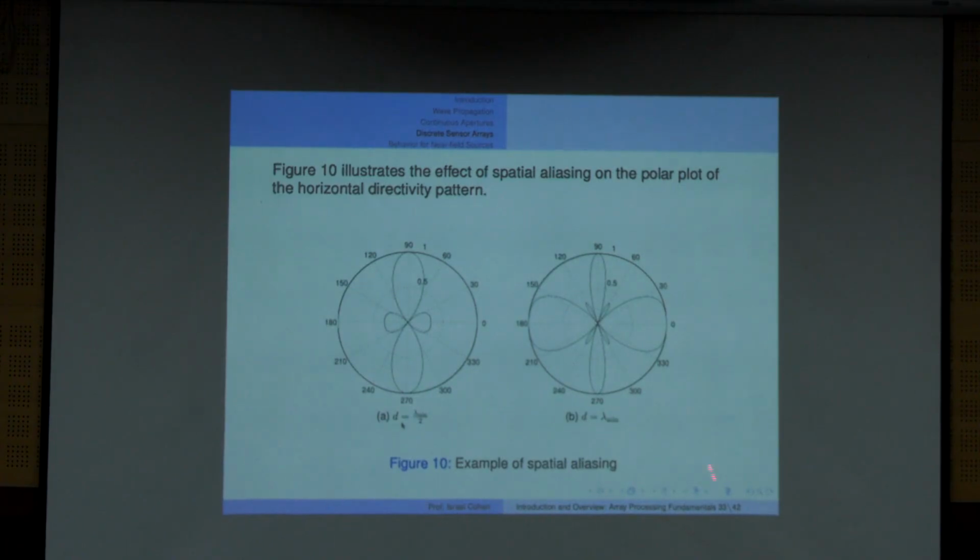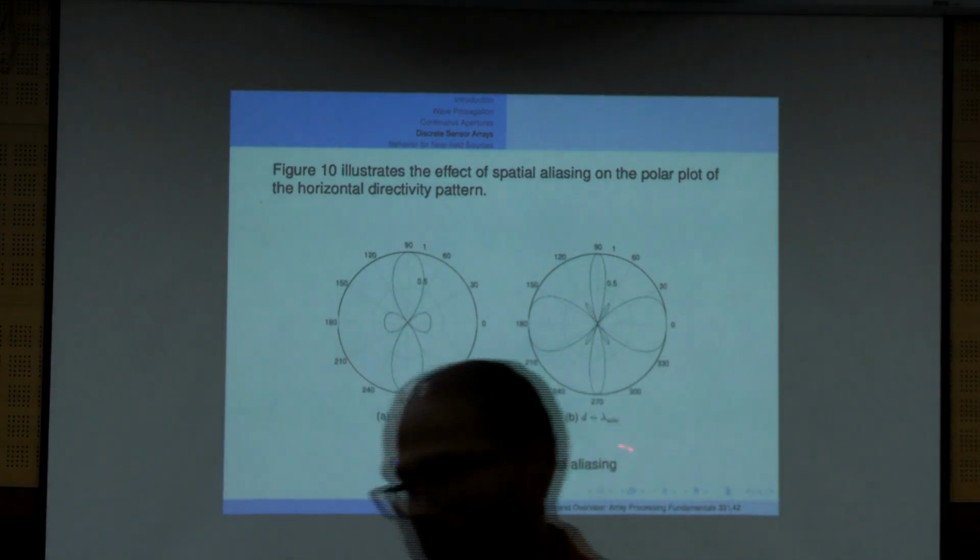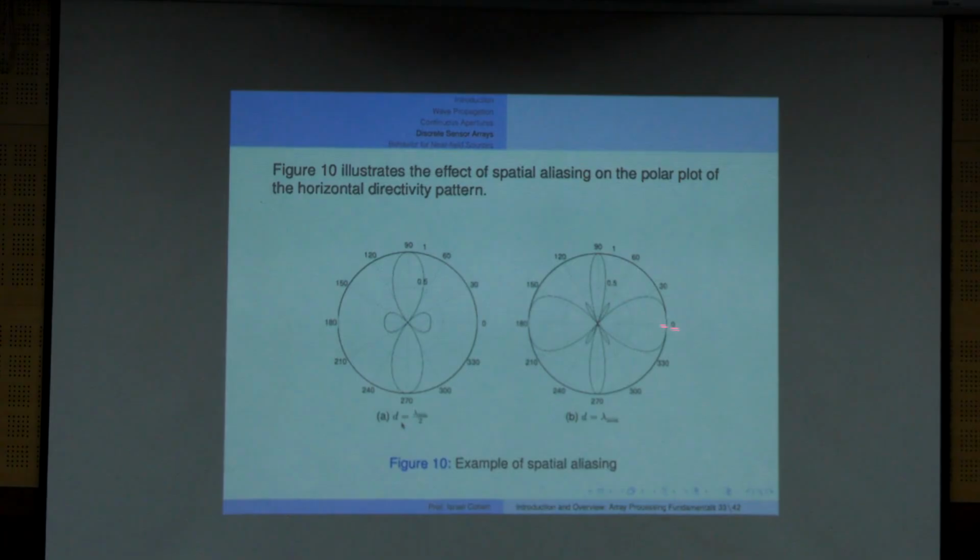But if the frequency is higher, such that lambda min, the smaller wavelength, equals the distance between the sensors, I think that it comes from 90 degrees, but actually maybe it comes from 0 degrees. And if I go with higher frequency, maybe I have another lobe, a side lobe that is strong from another direction. So I will not be able to know what is the exact direction of the target. Okay?